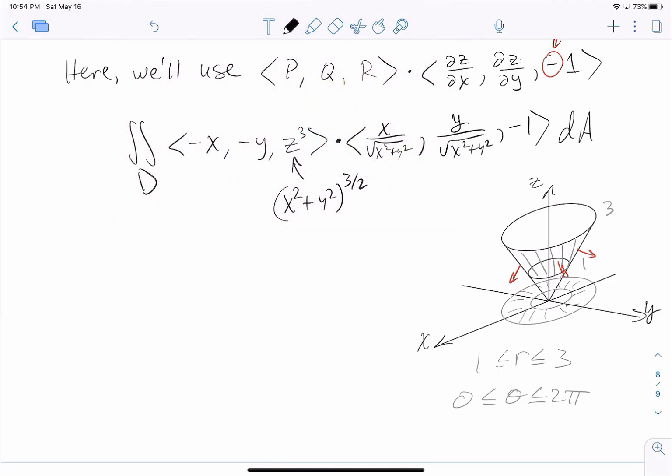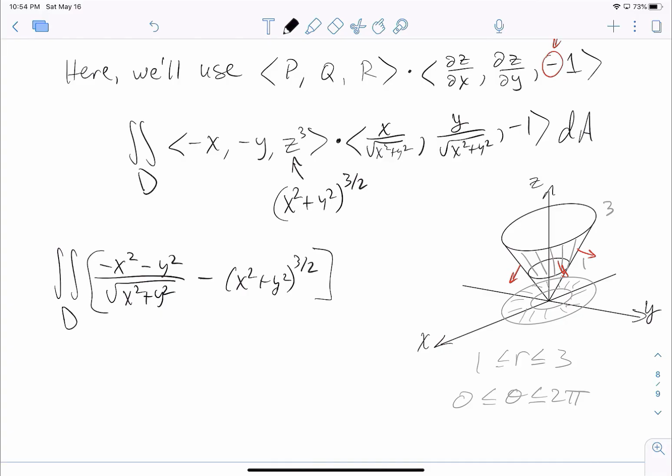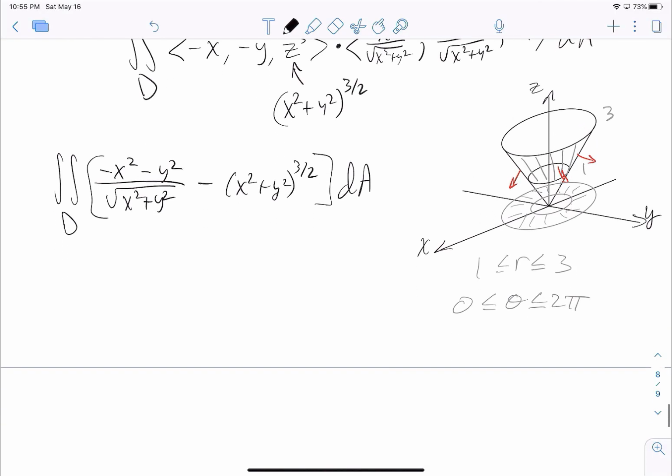So we are going to do just a little bit of work here. I'm going to keep it as D for now, because we still need to form the dot product: negative x squared minus y squared over the square root of x squared plus y squared, minus x squared plus y squared to the 3/2 power, whole thing dA. I think now is a good time to convert to polar coordinates. Negative x squared minus y squared is negative r squared, but the denominator is r, and so we end up with negative r for that first term.